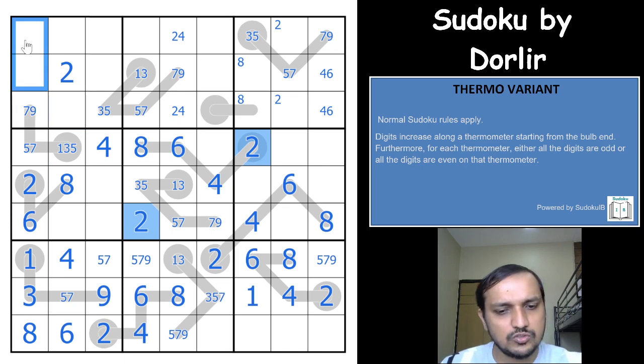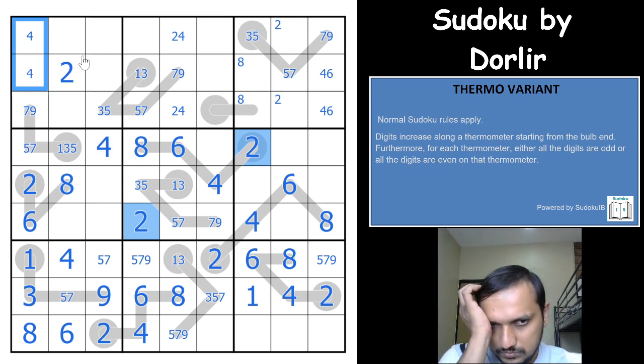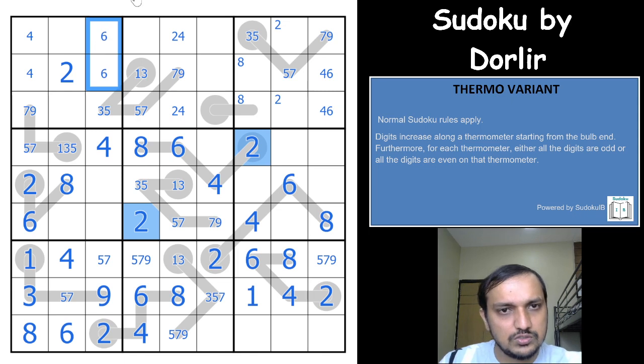4 is in one of these two cells. 6 is in one of these two cells. This can be 6 and then this can be 8.